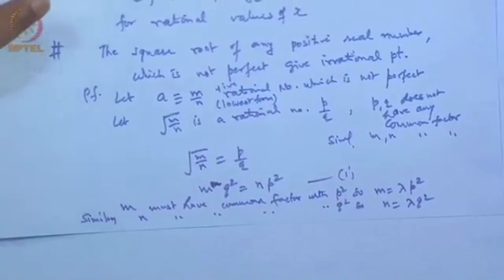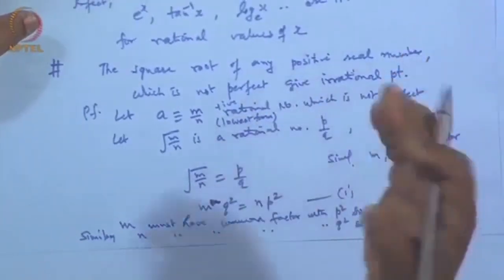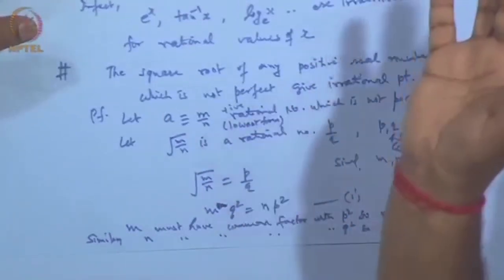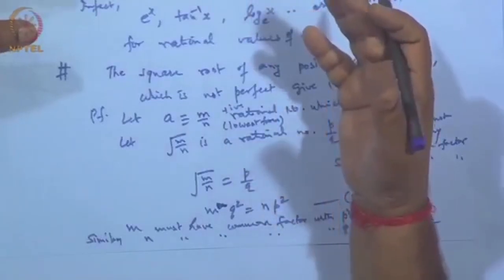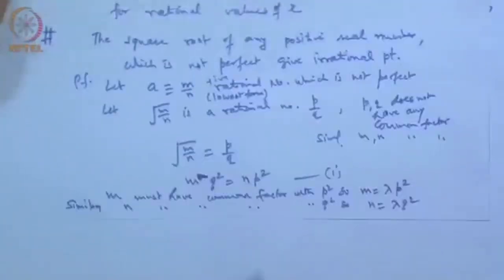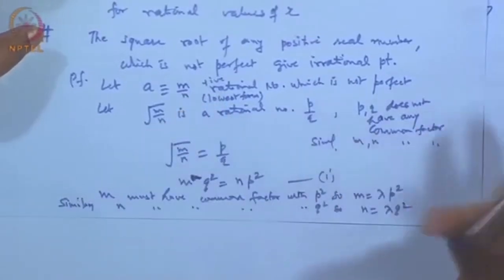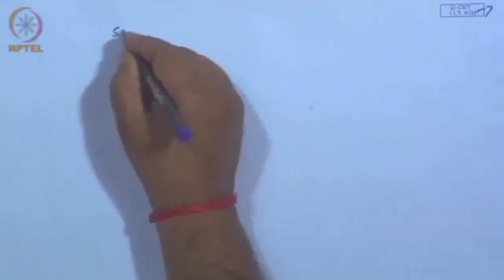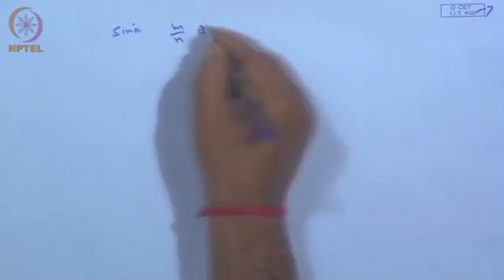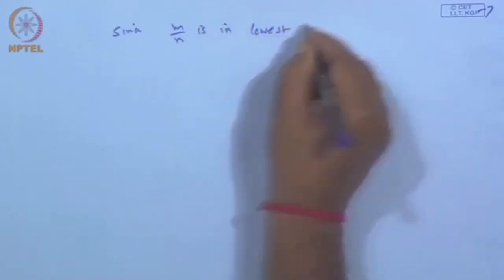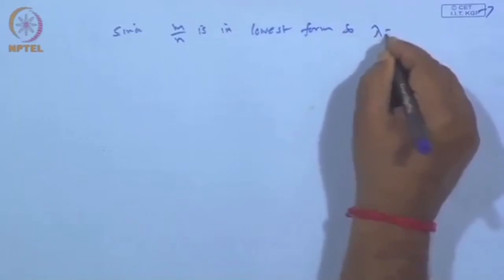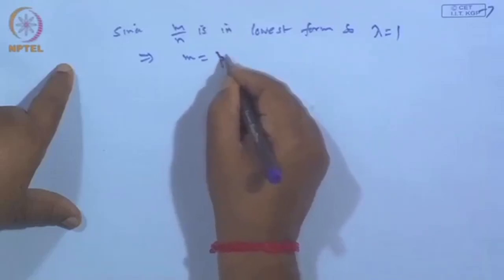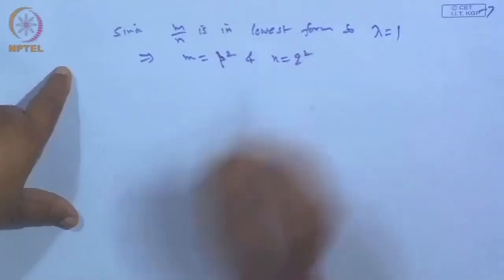When you are writing a rational number, say 1 by 2 or say 3 by 4, it is in the lowest form. Suppose it is 6 by 8, we do not take it as 6 by 8. What we do, we put it in the lowest form, is it not? So that there is no common factor between them. So, m by n's only common factor is 1, that is all. So, at the most lambda will be 1. Since m by n is in lowest form, lambda must be 1. Therefore, m is equal to p square and n is equal to q square.